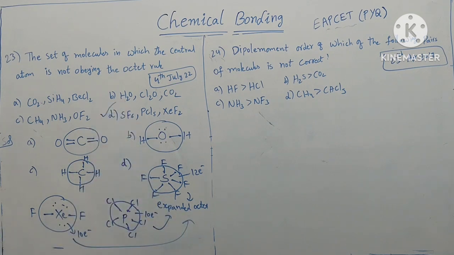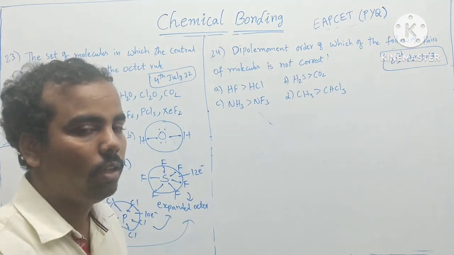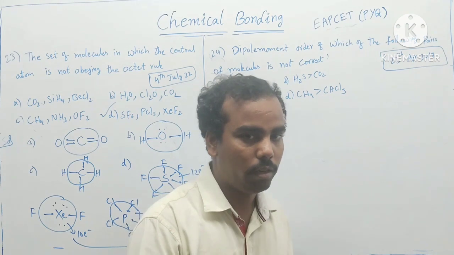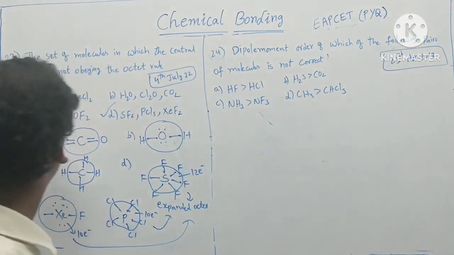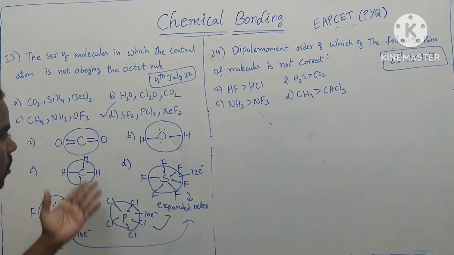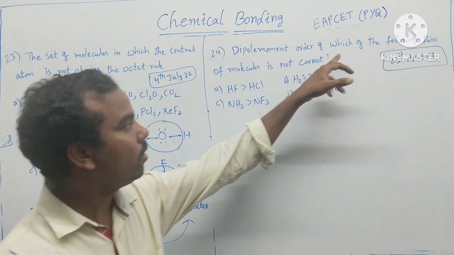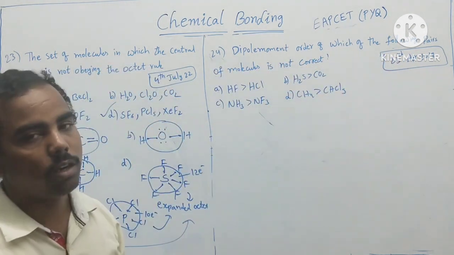So answer D. If you check the central atom, how many electrons surround that atom tells you whether it is octet, less than octet, or more than octet. But the question asks for the set of molecules in which the central atom is not obeying the octet rule, which means answer D. 24th question: the dipole moment order of which of the following pairs of molecules is not correct?